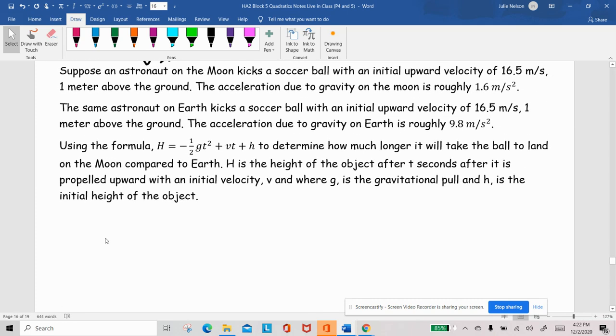We know we are talking about Earth and we're talking about the moon. So let's just write some information. So here's Earth.